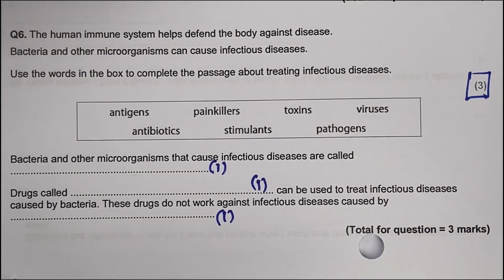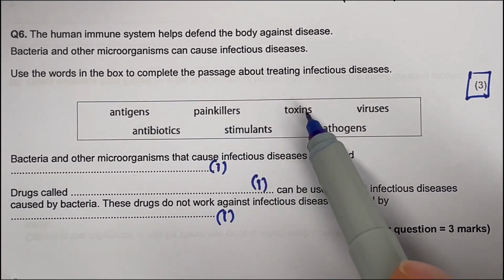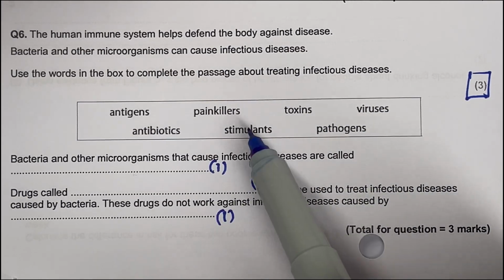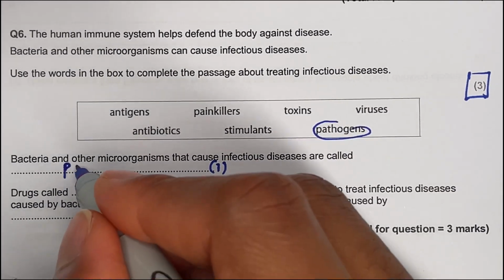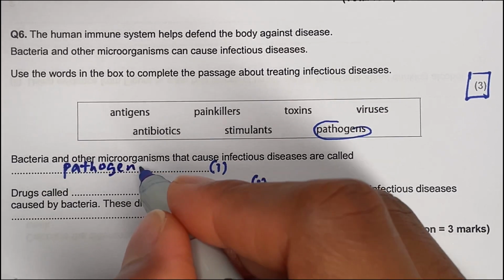Let's read. Bacteria and other microorganisms that cause infectious diseases are called antigens, no. Painkillers, no. Toxins, no. Viruses, no. Antibiotics, no. Stimulants, no. So, it will be pathogens. So, bacteria and other microorganisms that cause infections are called pathogens.